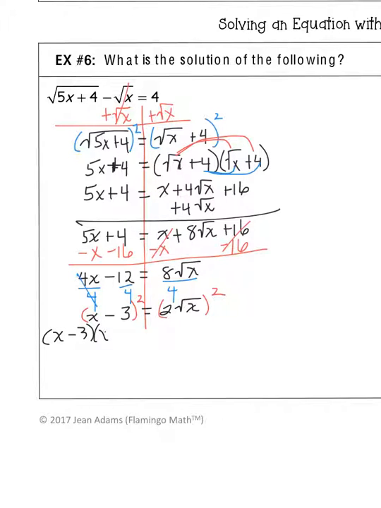So we are going to write out that binomial and properly FOIL it. 2 squared is 4. Square root of x squared is x. So x times x is x squared. x times negative 3 is negative 3x. Negative 3 times x is negative 3x. I could line those up, but I'm running out of room, so I didn't. Negative 3 times negative 3 is positive 9.